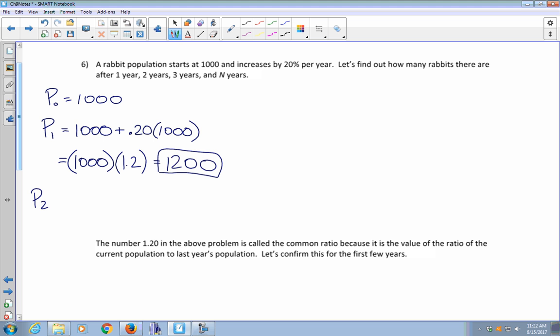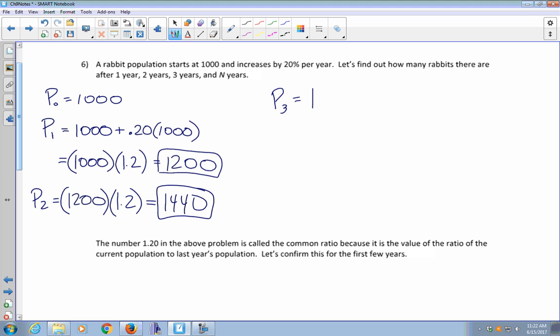And then P2, I would say, well, take the 1,200 that you had in your previous year and increase that by 20% by multiplying by 1.2. All right, 1,200 times 1.2 is 1,440. 1,440 rabbits. P3 is going to be however many I had in the previous year, increased by 20%. So I multiply by 1.2. And I get 1,728 rabbits.